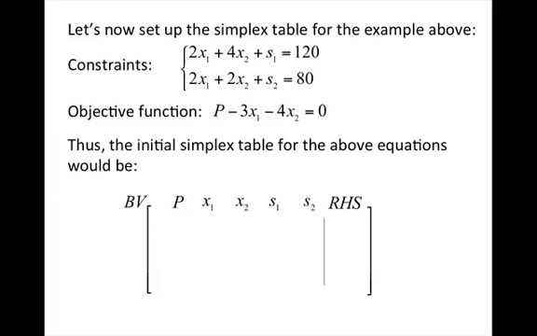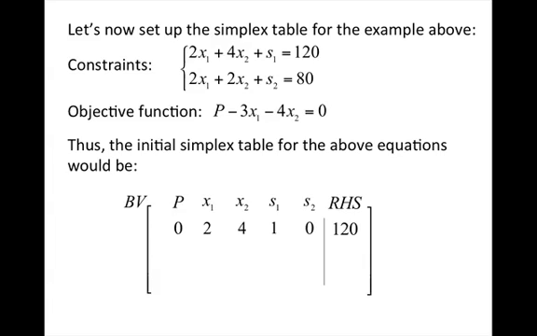Now let's take our first constraint, the 2x sub 1 plus 4x sub 2 plus s sub 1 equals 120. This constraint does not have a p, so you put a 0 in the p column. The coefficient for x sub 1 is a 2. The coefficient for x sub 2 is a 4. The coefficient for s sub 1, my first slack variable, is a 1. This equation does not have an s sub 2, so I put a 0. And it equaled 120, so I put a 120 under my right-hand side.